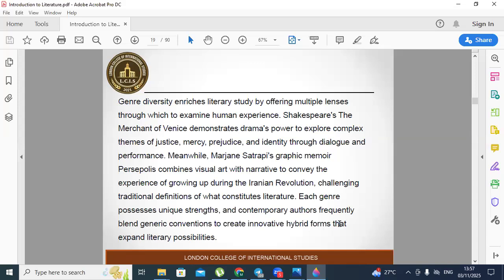Contemporary authors frequently blend generic conventions to create innovative hybrid forms that expand literary possibilities. We see novels incorporating poetry, plays including narrative sections, creative nonfiction using fictional techniques. These innovations keep literature vital and responsive to contemporary experience.